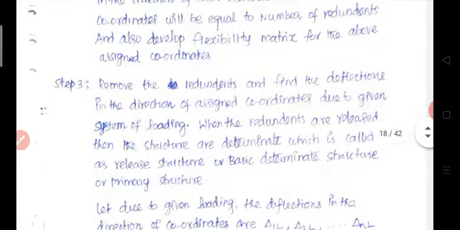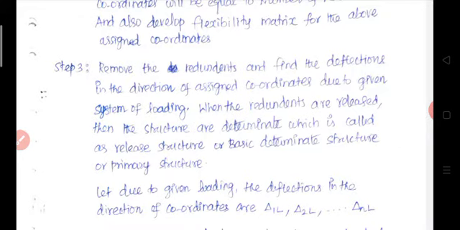Then third step is remove the redundant and find the deflection in the direction of assigned coordinates due to given system of loading. When the redundants are released, the structure becomes determinate, which is called a released structure or basic determinate structure or primary structure. In the first step we selected the redundant. Now we remove the redundant, it becomes a primary structure, subjected to some system of forces. Then we should determine the deflections in the assigned coordinate direction.